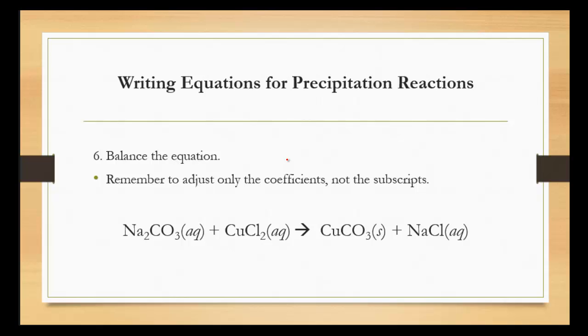From here, we balance the equation. 2 sodiums on the left. There's only 1 on the right, so I'm going to multiply sodium chloride by 2. 1 carbonate on the left, 1 on the right. 1 copper on the left, 1 on the right. 2 chlorines, 2 times 1, because I put that 2 as a coefficient in there already.